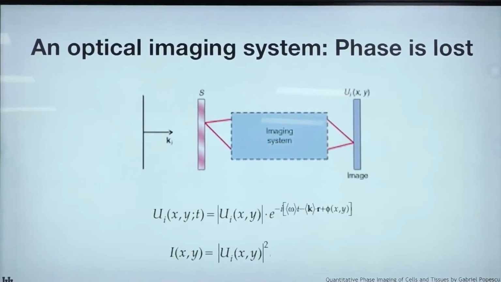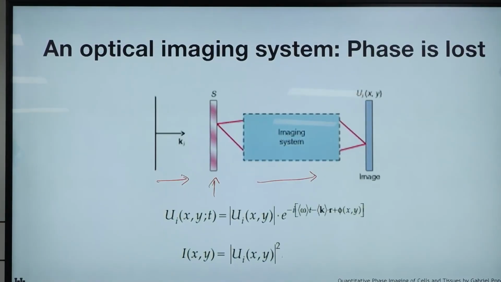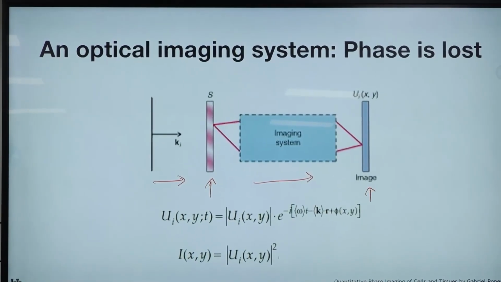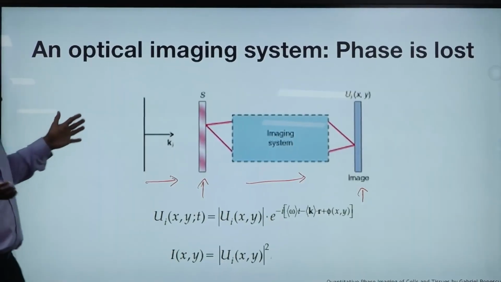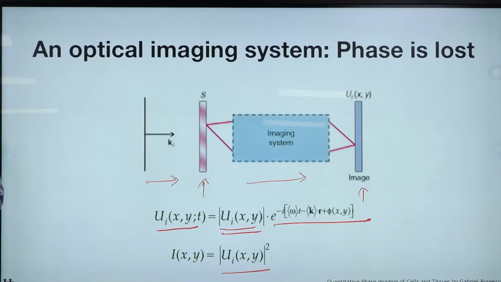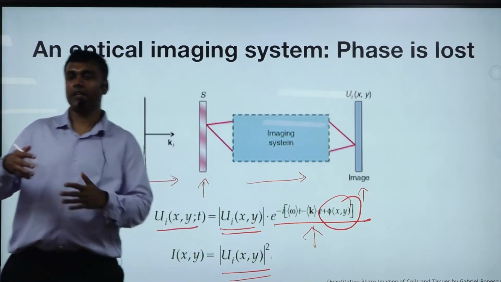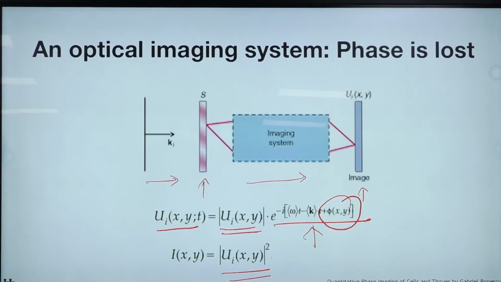Okay, so you have a light in a sample, and it goes to an imaging system, and you get an image. And what is the problem? So this is conventional. This is a simple conventional microscope. The problem with any conventional microscope is that the light incident has magnitude and phase. Because you take the magnitude square, the phase part is lost, and therefore the phi of x comma y is lost in the process of taking the image in a regular microscope.